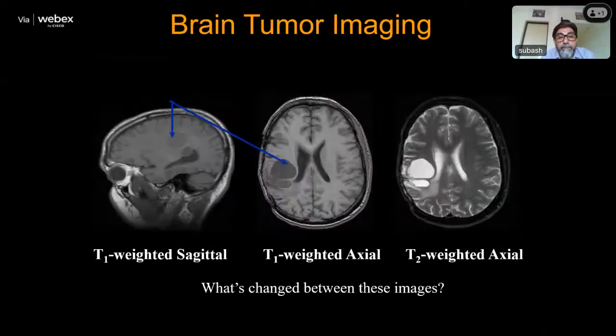So this is brain tumor imaging. You can see this is a sagittal. The first one is a sagittal. You can see a tumor is not so well visualized on the T1 sagittal, but in T1 also there's a tumor visualized, and this is a T2 weighted image, where you can see the tumor looks very clear vis-a-vis the other regions of the brain.